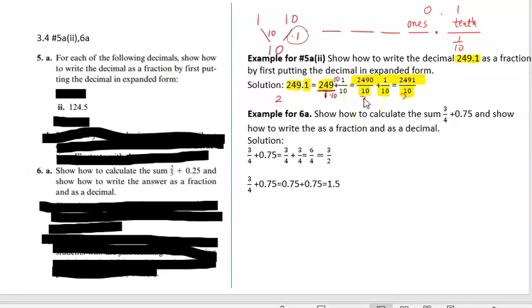And now let's look at 6a. In number 5, we converted a decimal to an improper fraction. Now we're going to add a fraction and a decimal. There are two ways you can do this. They ask us to show how to calculate the sum and how to write the answer as a fraction and a decimal, so make sure you do both of them. The first way we could do is convert the decimal to a fraction.